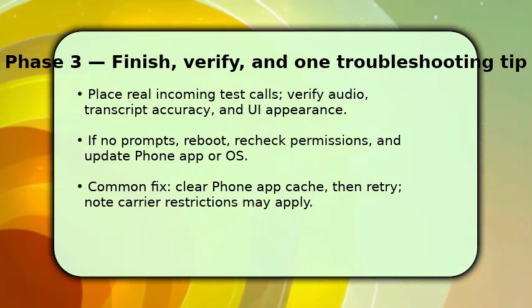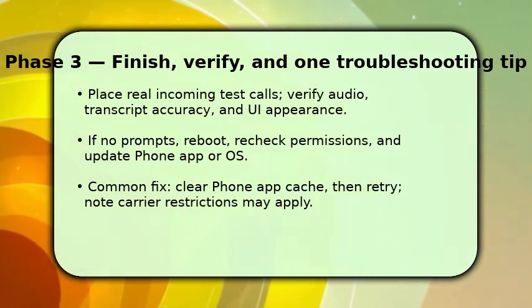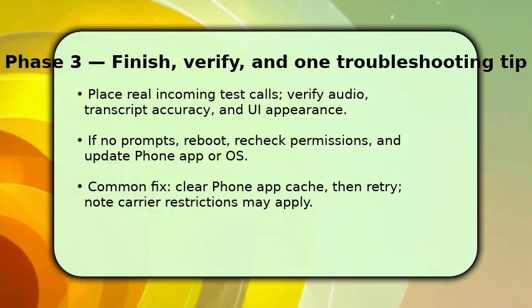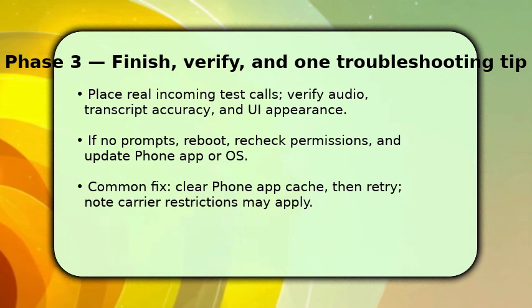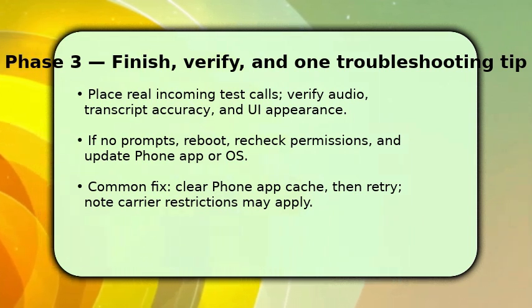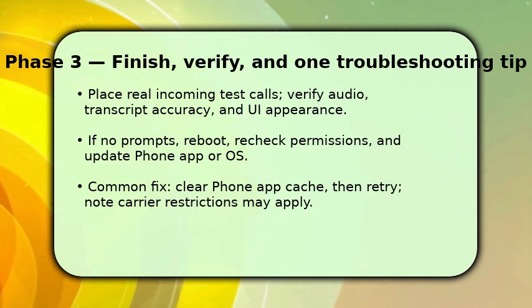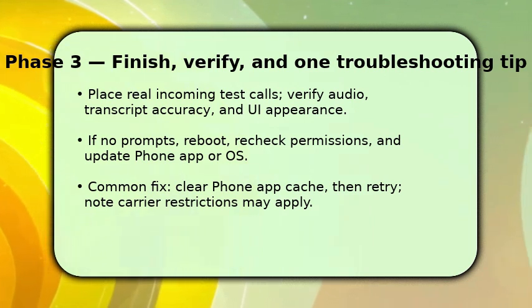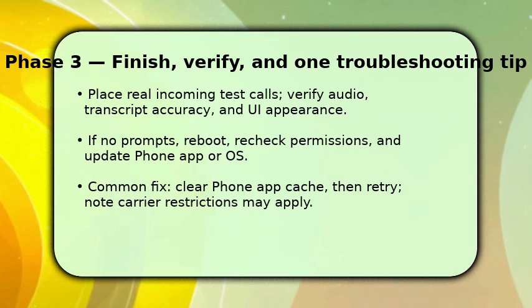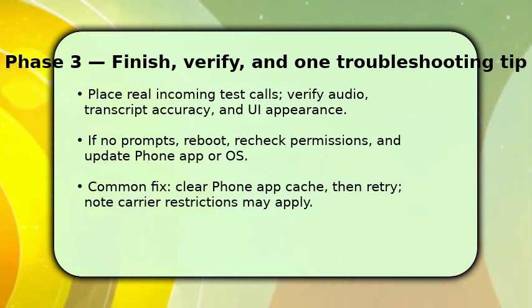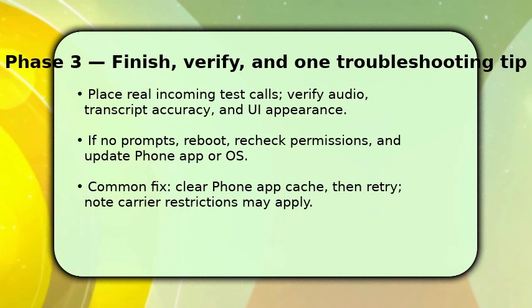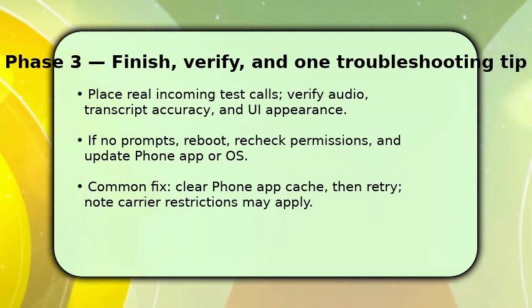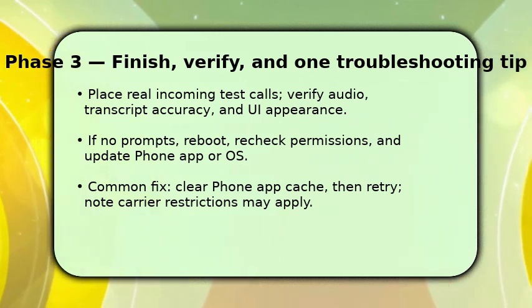transcripts match. If the feature fails to trigger, reboot the device, recheck the granted permissions, and ensure the phone app plus OS are up to date. Updates often resolve compatibility issues. If problems persist, clear the phone app cache or reinstall updates because stale data can block the process. One key troubleshooting tip: verify your carrier does not restrict call screening.